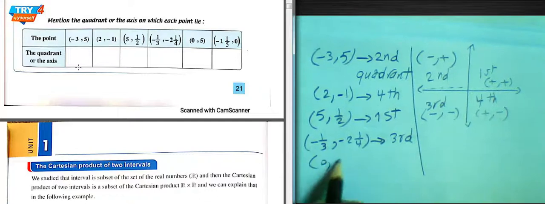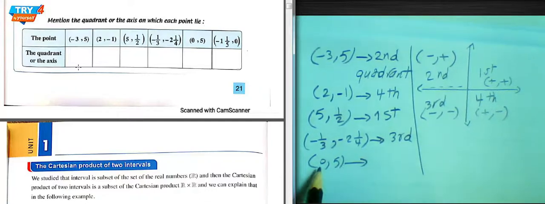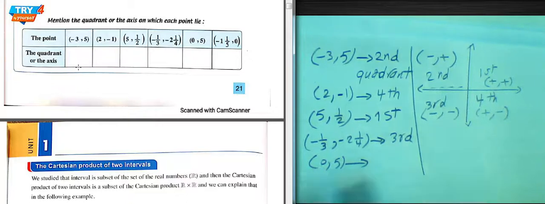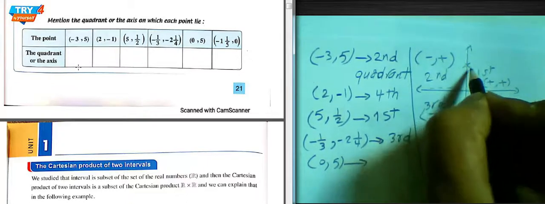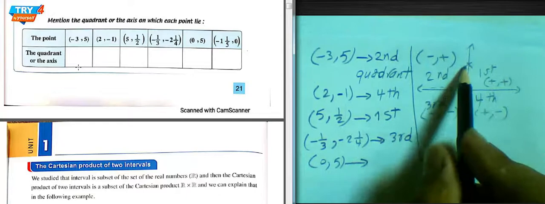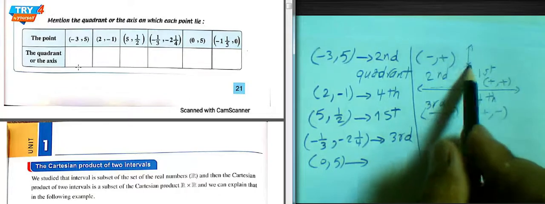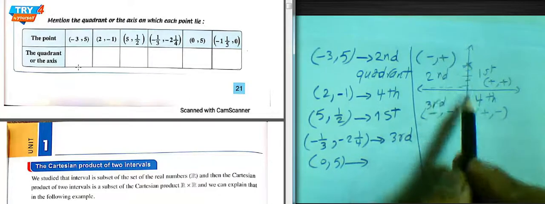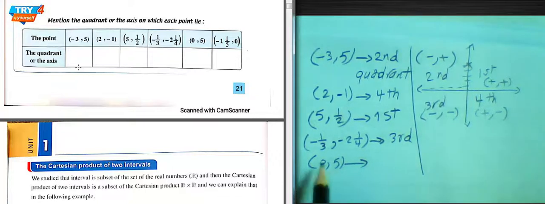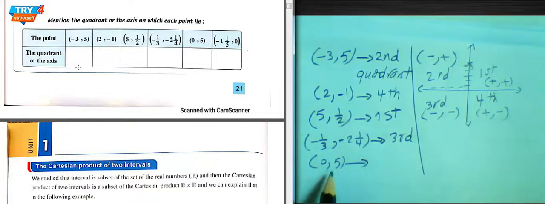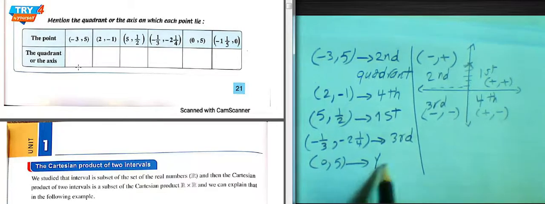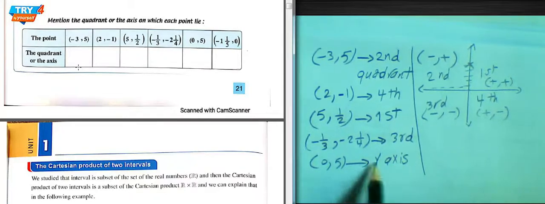What about 0 and 5? Look with me. This point is 0 and 5. We have x equal 0, and 5 here, such that 1, 2, 3, 4, 5. This point is 0 and 5. So if we have x equal 0, this point lies on the y axis. It's okay.